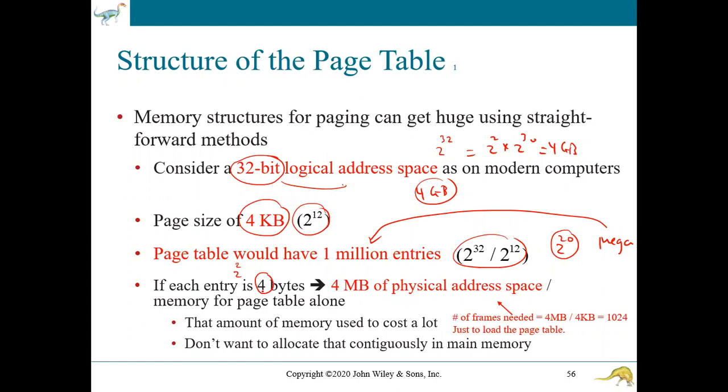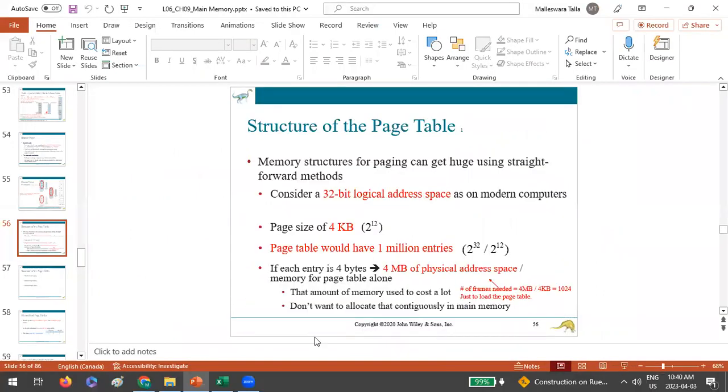So what is the entry? Entry is the frame number, right? Is it not? Entry is the frame number. Did I give you the physical address space? No. 2 to the power of 20 I gave you. 2 to the power of 20, 4 bytes each. Let me go back again and look at it carefully.